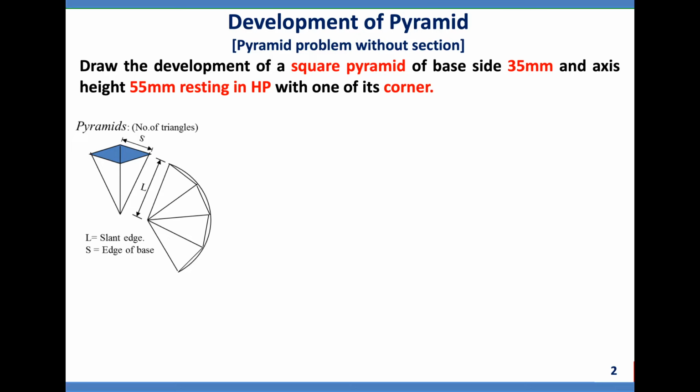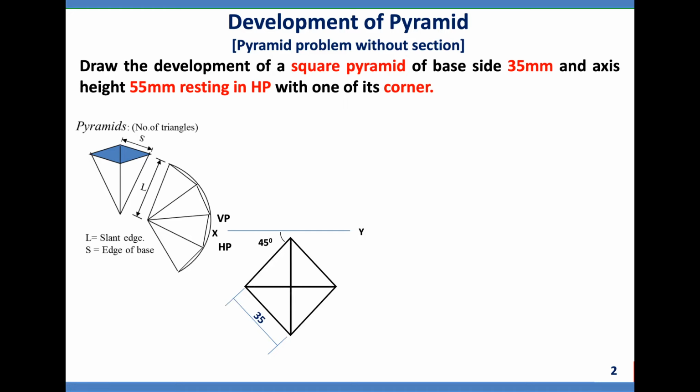Since we are following the first angle projection system, we have XY, the vertical plane above XY where the front view will be, and below XY the horizontal plane where the top view will be. Here in the problem they say that the square pyramid is resting on the HP with one of its corners. I have to start my first view below XY in a corner condition, that is at 45 degrees. Side size 35 mm.